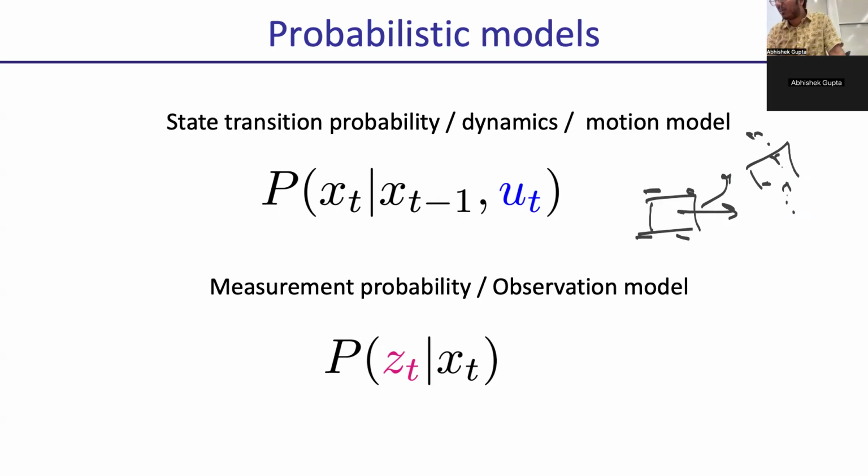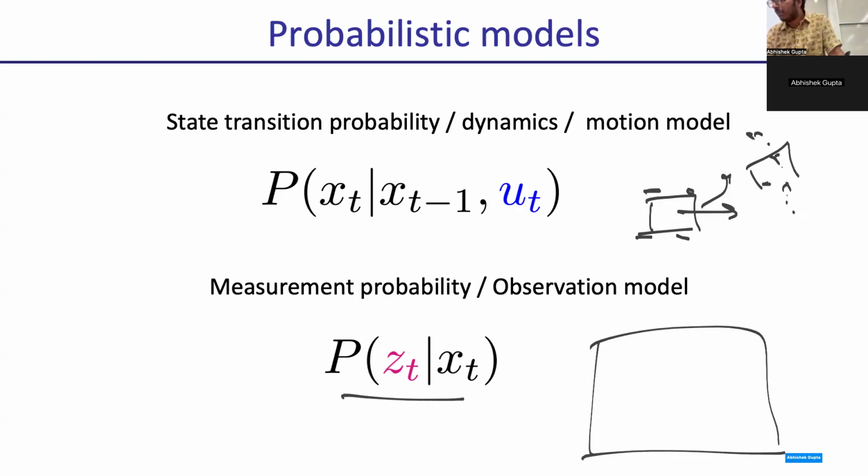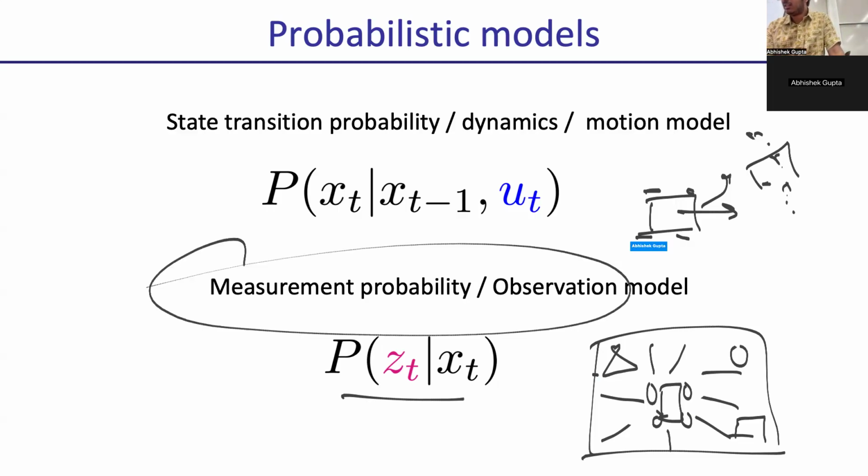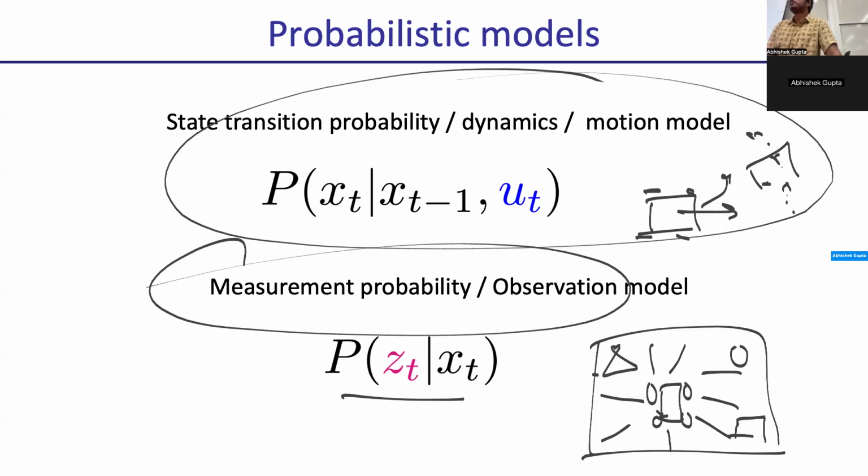And the measurement model is saying that, imagine that you were in the world. This was your car, and there's some set of obstacles, and you have, let's say, a laser rangefinder that goes in all directions. It is telling you what is the likelihood of getting a particular reading from that laser rangefinder. Okay? And so this really has to do with your sensors. This really has to do with the physics of your system.